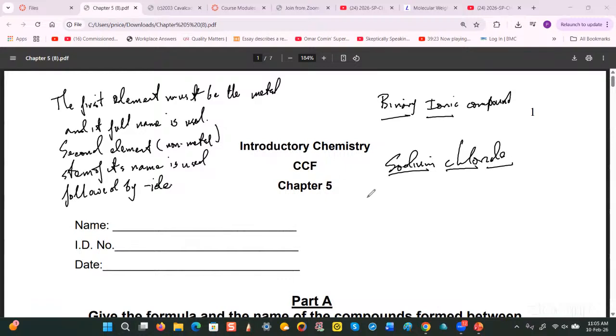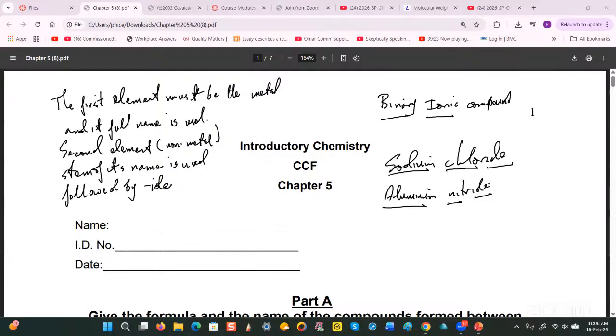Another example would be aluminum nitride. Again, first the full name of the metallic part, aluminum, and then nit, which is the stem of the name of the other element, and then -ide. All right, so that's basically how we arrange the name of a particular binary ionic compound.